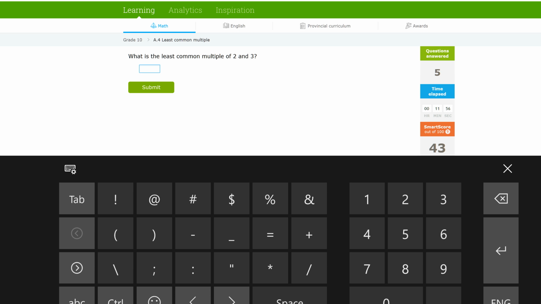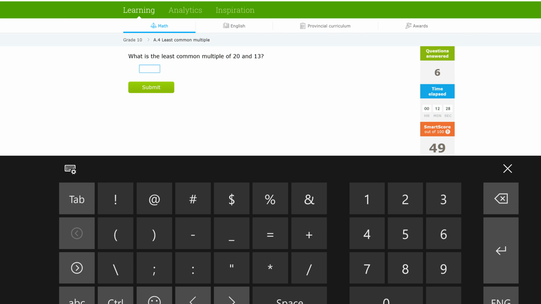What is the least common multiple of 2 and 3? Now we know that 6 is divisible by both of them, and even 12 is divisible by both of them, but we have to pick the least. 6 is the least. They both divide 6, so that's terrific.